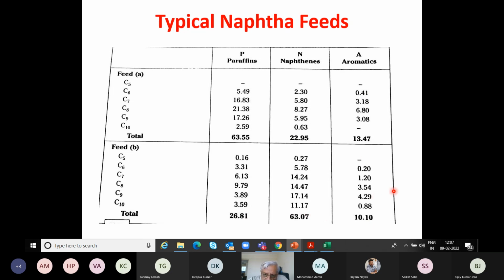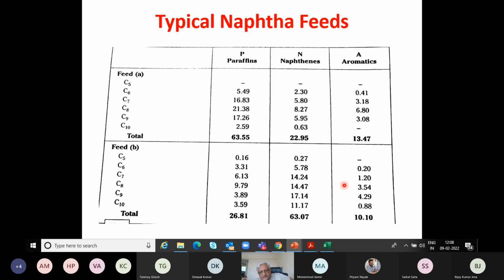Now the question is, which of these two feeds is a better feedstock for catalytic reformer? In other words, if I, as a refiner, am given a choice between these two feedstocks, which one will I prefer? Actually, the one that I would prefer would be the one which has more naphthenes, because a cyclic naphthene, a cyclic paraffin, like for example cyclohexane, is very easy to convert to benzene. In fact, this is the first reaction that happens in a catalytic reformer.